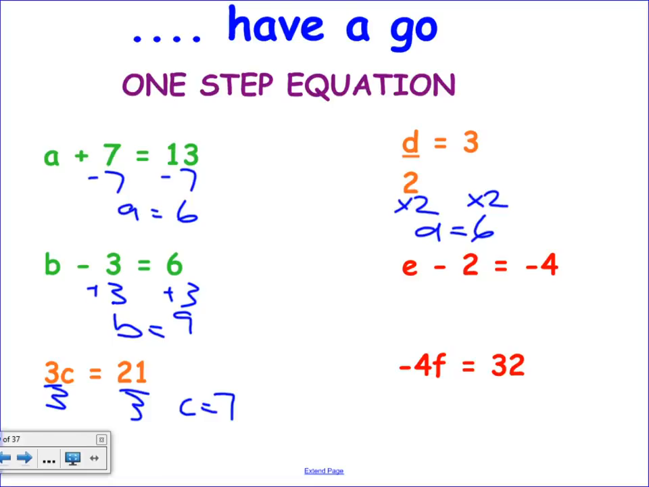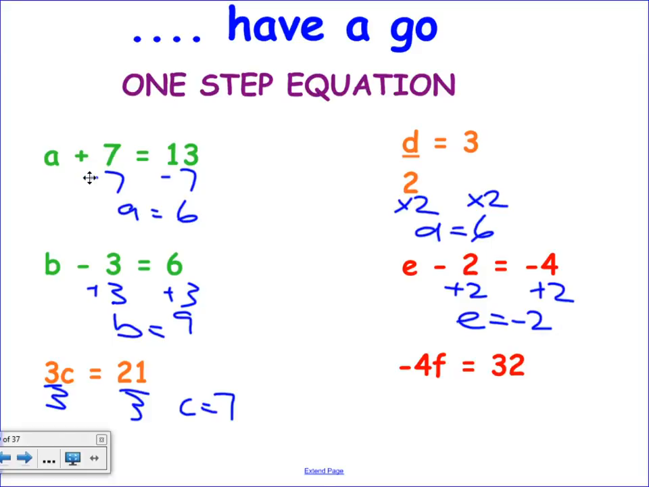e minus 2 equals minus 4. So I'm throwing in negative numbers and all sorts of nasties now. So what am I going to do to get e on its own? Plus 2 on both sides. So that leaves e on the left. Everyone get minus 2? Yeah? So I'm starting at -4 and I'm going 2 in the positive direction. Yeah? We get in there with these. Right, let's do the next one.